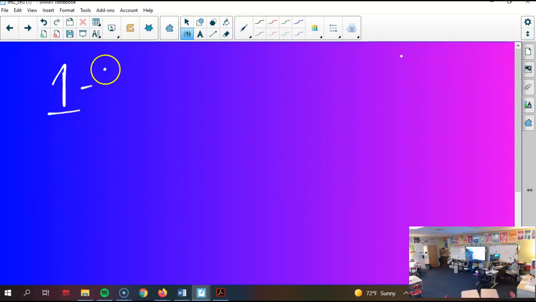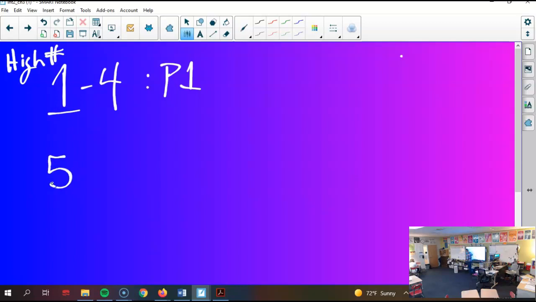So 1 through 4 as the highest roll. I feel like that number is not important. That goes to player 1. It's a player 1 victory. 5 and 6 is a player 2 victory.